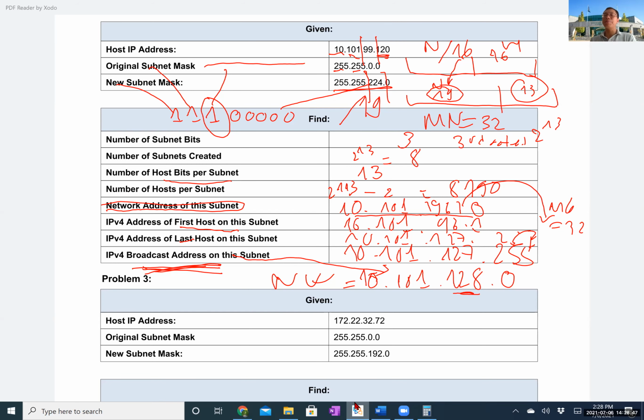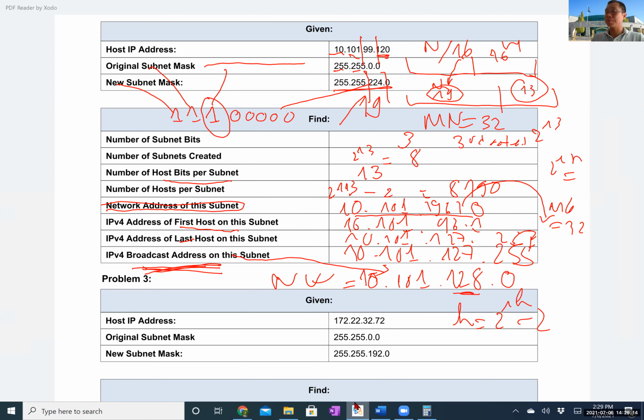The second one: if you borrow n bits from the host portion to the network portion, in total you have 2 raised to the power of n subnets. The third one: if you have h bits in the host portion, in total you have 2 raised to the power of h minus 2 usable addresses. Those are the 3 things you have to remember when working with subnets.